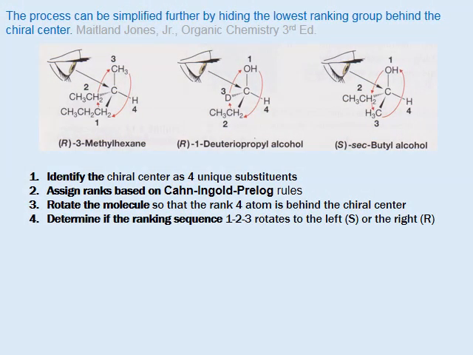In order to determine whether the chiral center is in the R or S configuration, there are a series of steps to follow. 1. Identify the chiral center as having 4 unique substituents. 2. Assign ranks based on Cahn-Ingold-Prelog rules. 3. Rotate the molecule so that the rank 4 atom is behind the chiral center. 4. Determine if the ranking sequence rotates to the left or the right.